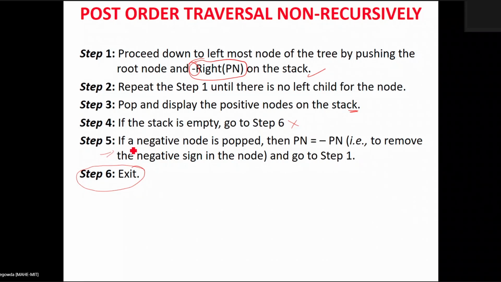Suppose after popping, if a negative node is popped, then you have to make it positive. It is understood that it is nothing but the address of the right subtree. Then you have to repeat the process starting from step 1.